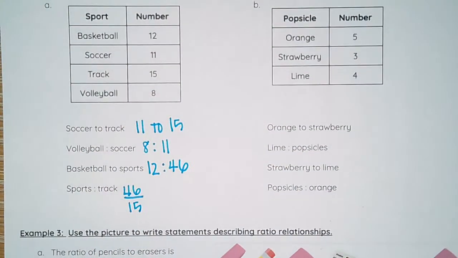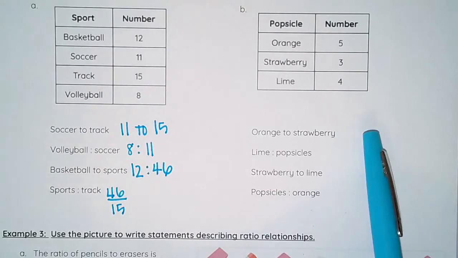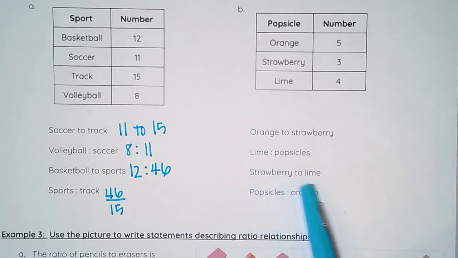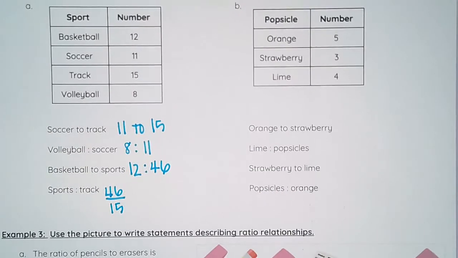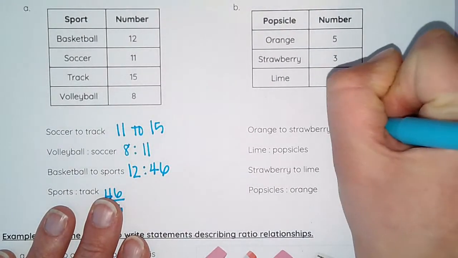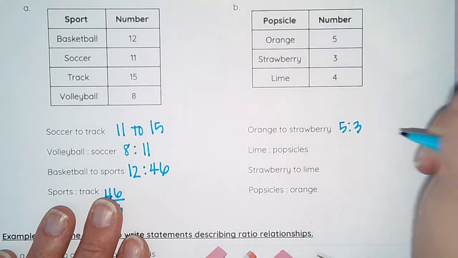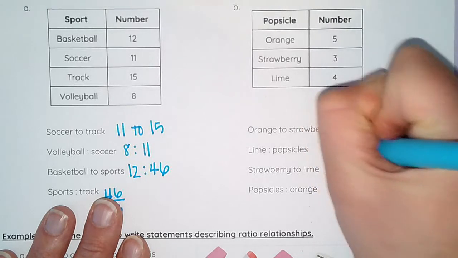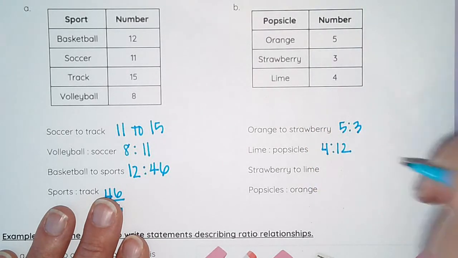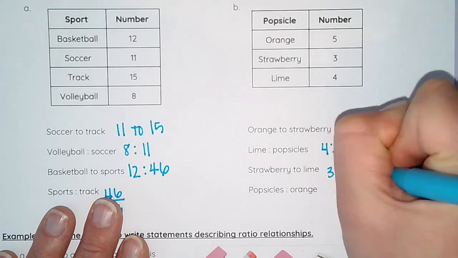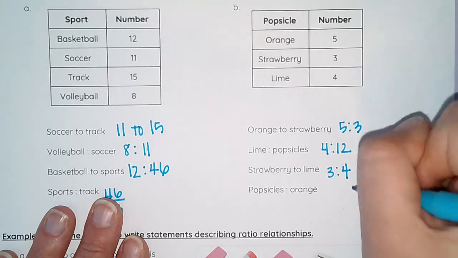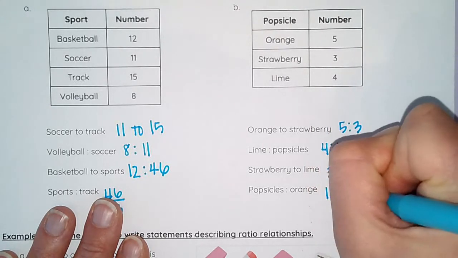All right, why don't you give this table a try? Go ahead and determine what the ratios are for each of these items. Fantastic. So orange to strawberry is 5 to 3. Lime to popsicles is 4 to 12. Strawberry to lime, 3 to 4. And popsicles to orange is 12 to 5.